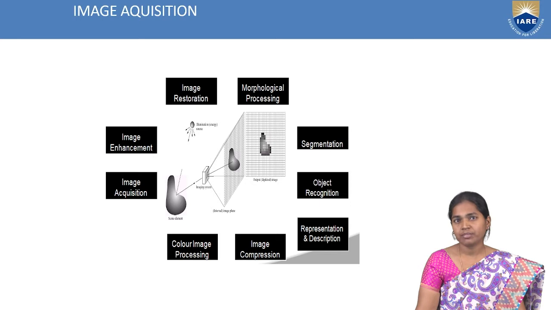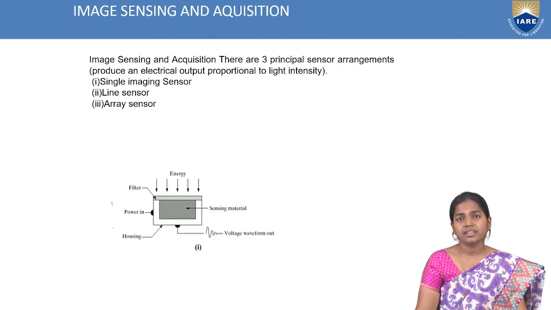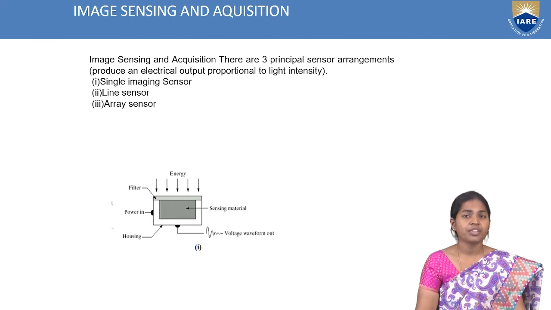In image acquisition, how can we capture the image? We capture the image with the use of a sensor. With the use of a sensor, the light energy can be converted into electrical energy. We have different types of sensors. The basic principle of a sensor is that it converts the light energy into electrical form.